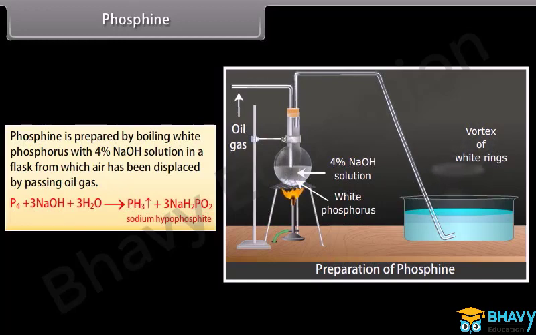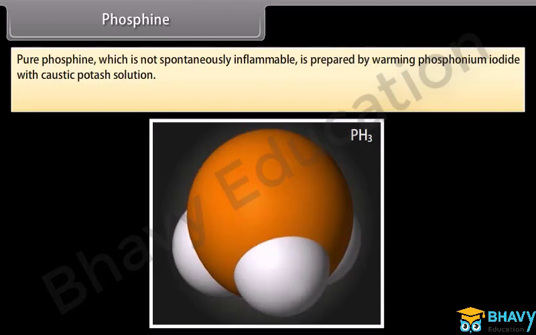PH3 contains considerable amounts of H2 and little P2H4 and is inflammable in air. Impure phosphine bursts into flames as it comes in contact with air and forms a vortex of white rings of P4O10. Pure phosphine, which is not spontaneously inflammable, is prepared by warming phosphonium iodide with caustic potash solution.